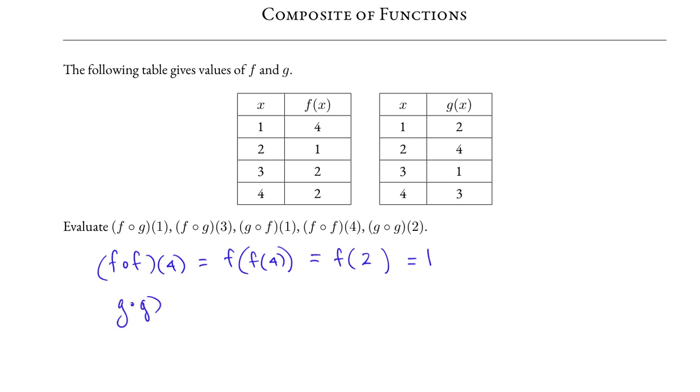g of g of 2 is g(g(2)). Always evaluate the inner function. g(2) from the table is 4. And then from the table, g(4) is 3.